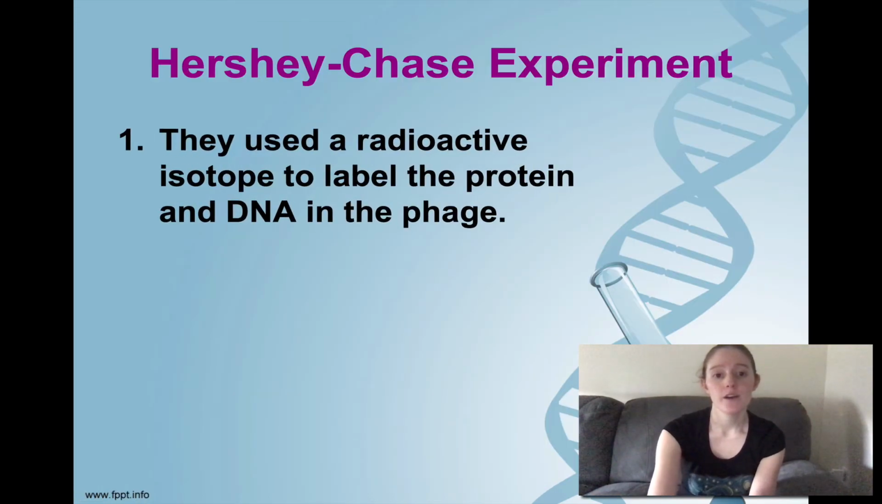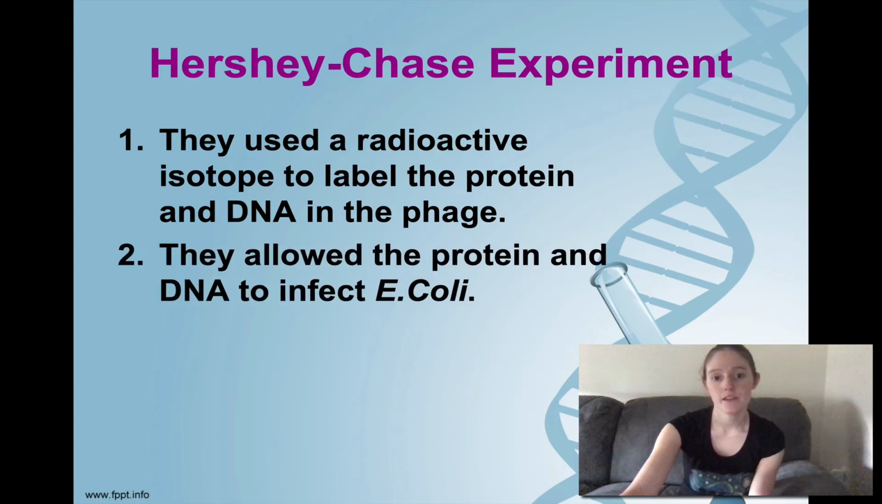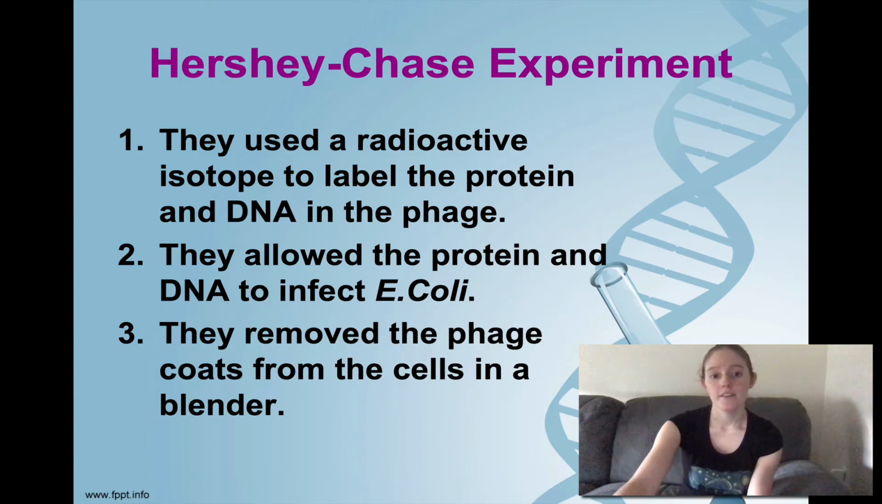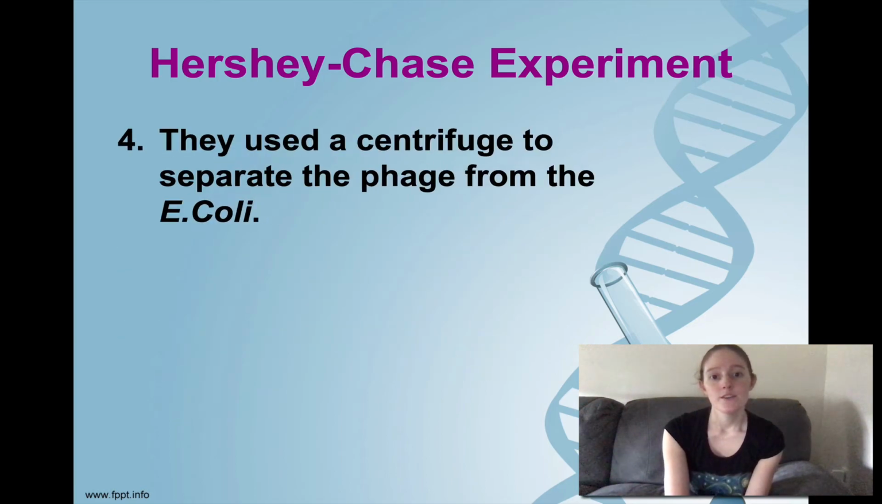They used a radioactive isotope to label the protein and the DNA of the phage. They're trying to light it up so they know where the DNA is. They allowed the labeled phage to infect E. coli, and then they removed the phage from the cells. After the phage injects its DNA, they take the phage off of that cell. They used a blender to do this. They spun it around really fast and it just flew off. They used a centrifuge to separate the phage from the E. coli. A centrifuge is basically the same thing as a blender. It was spinning things around, splitting things apart.